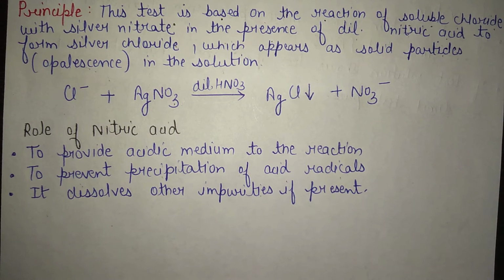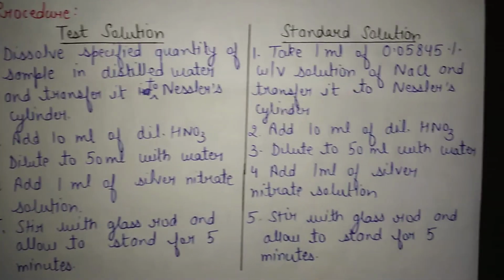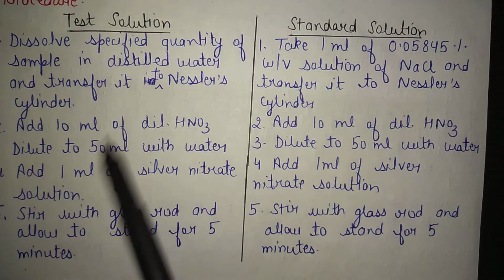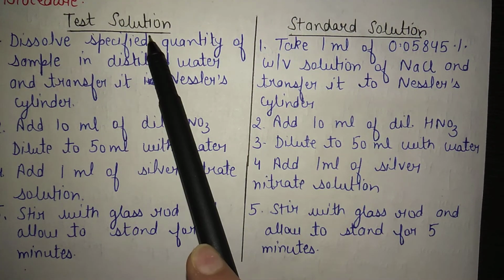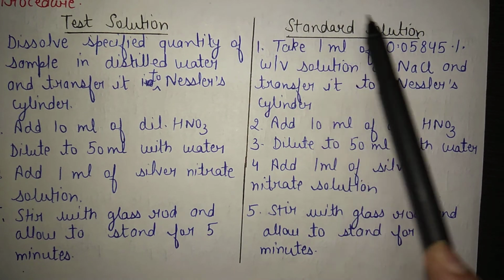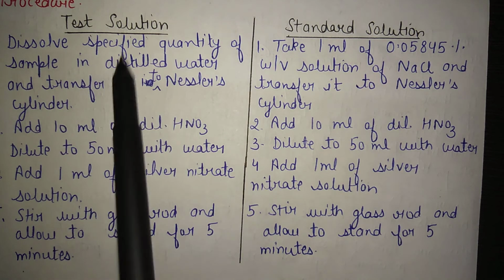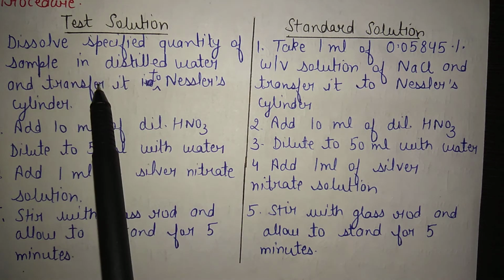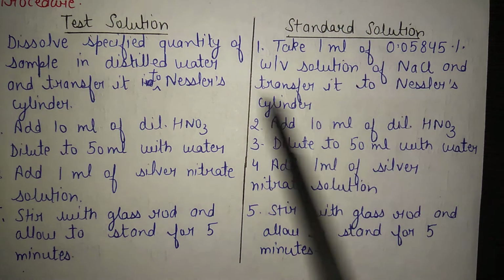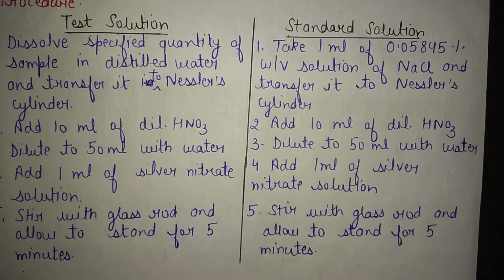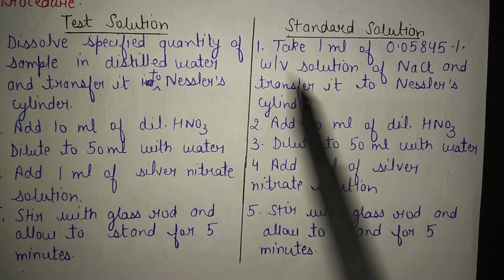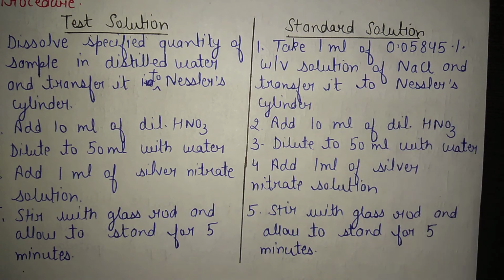Now let us talk about the procedure, how we are going to prepare our test and our standard solution, and then how we are going to compare the turbidity between these two. Here I have written the steps for the preparation of test solution, and here I have written the steps for the preparation of standard solution. Only the first step is different. In the test solution we will take our sample which will have the impurities of chloride, and in our standard solution we will take the standard solution of sodium chloride, with which we will compare our test solution, and all the rest of the steps will be the same.